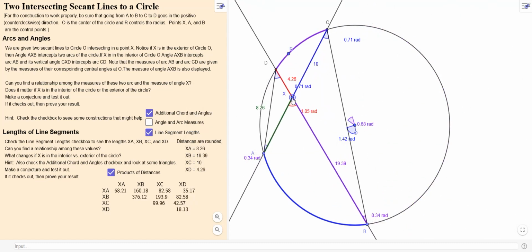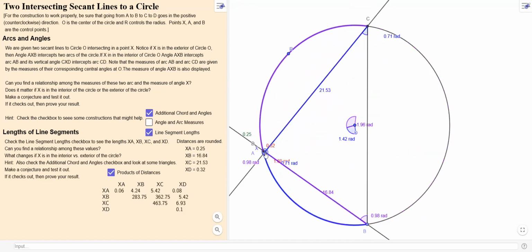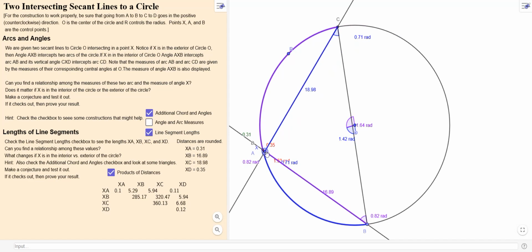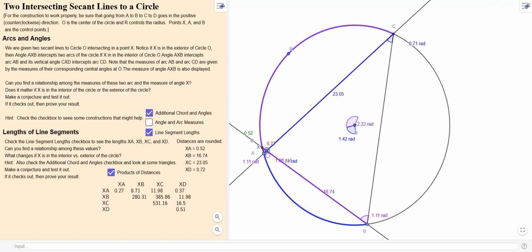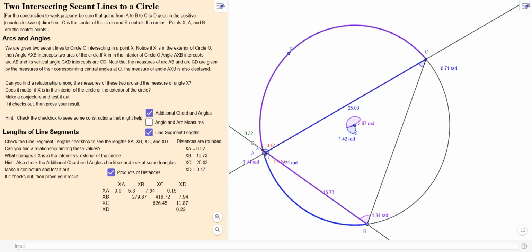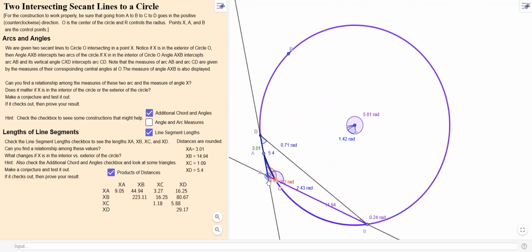What's also kind of interesting is as X approaches the side here, gets real close to the side, kind of see what's happening there. Okay, so we can look at that.